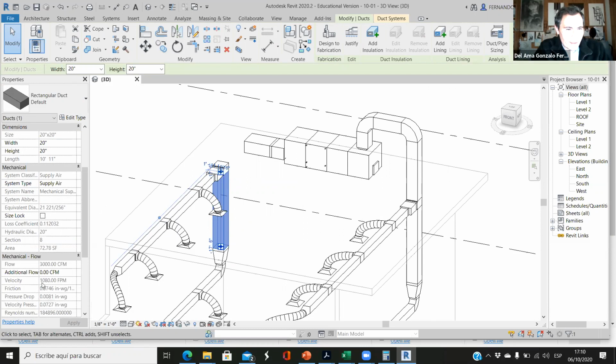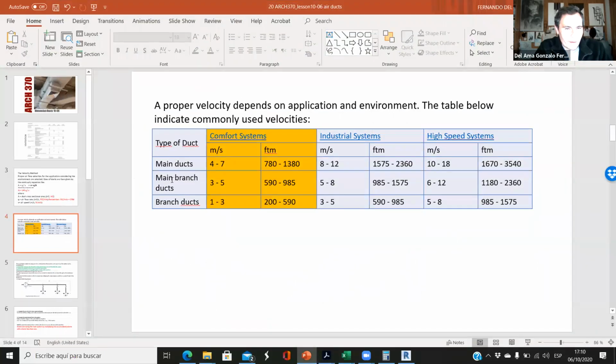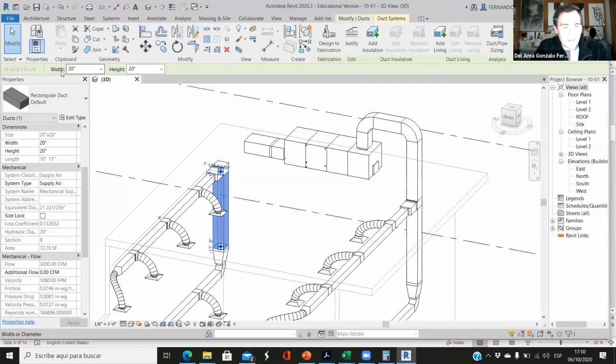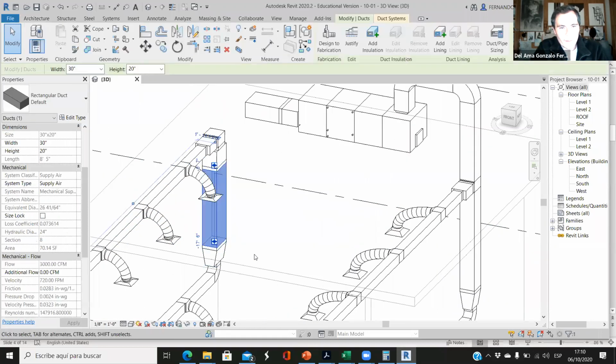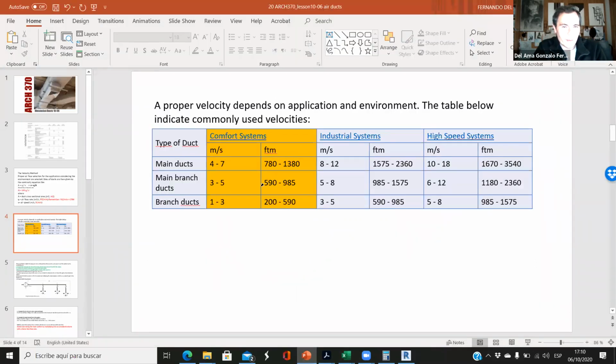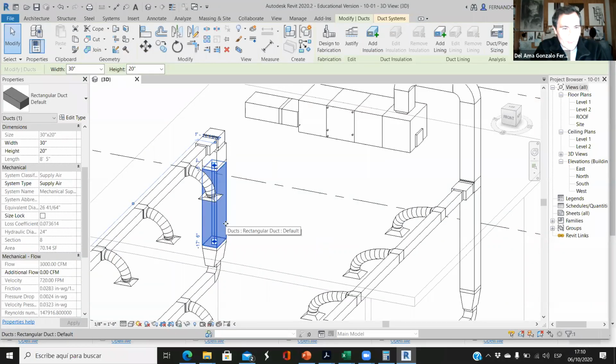So the speed here is 1080. What is the recommended? This main branch duct should be below 900. Okay. So I think I can make this, let's say 30 by 20. If I make this 30 by 20, now the velocity here is 720. 720, it's within that limit between 600 and 900, so it's good. Okay, so that works well.